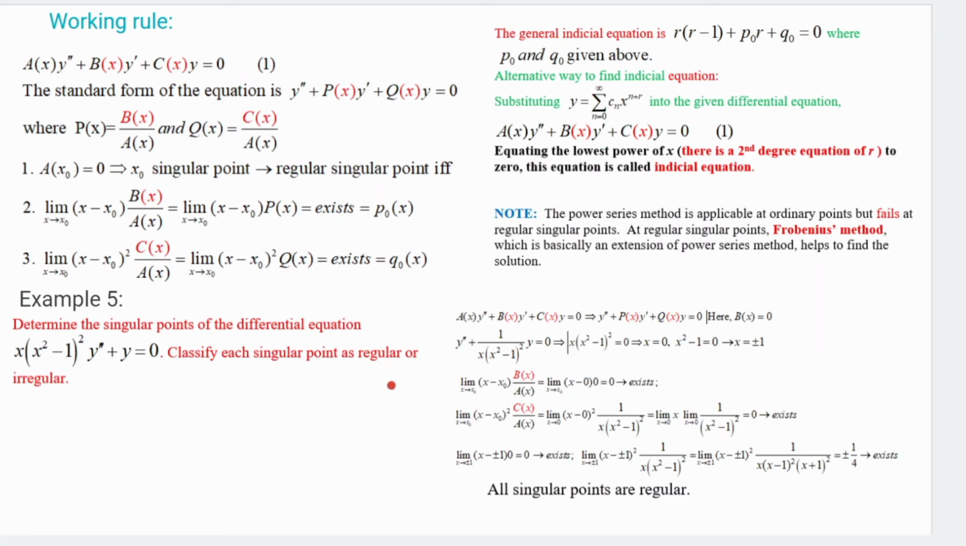Then we can write the indicial equation as r times r minus 1 plus p naught r plus q naught is equal to 0. This is the general equation for indicial roots. Here p naught and q naught are already known, so we solve this equation for r. These are called indicial roots.